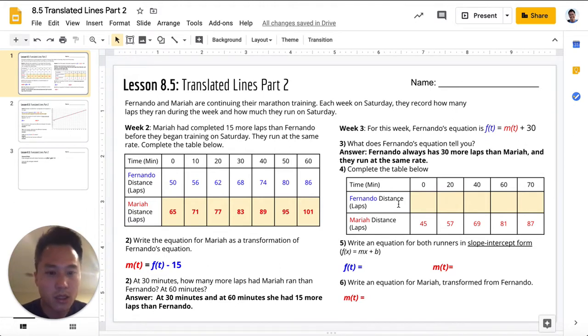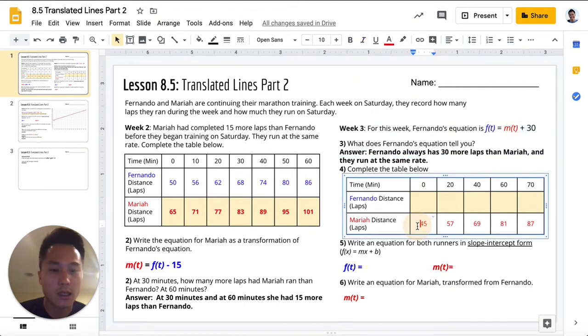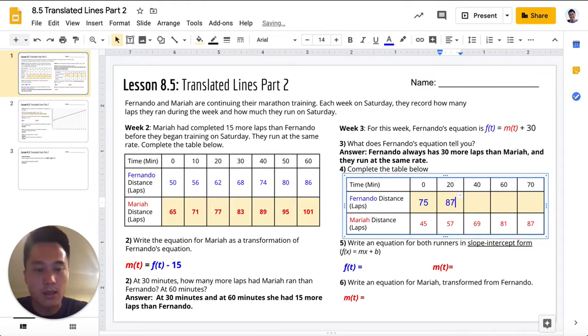Next, let's complete the table. We're given Mariah's information, that's here in red, and then I have to fill out Fernando. To do that, I can go back to this equation here. I know that Fernando's number of laps is equal to Mariah's, but it's always 30 more. So I can take Mariah's information at any time interval, which is 45 laps at 0 minutes, and add 30 to that. So 45 plus 30, that's how I get to 75. And 57 plus 30, that's how I get to 87. And I can continue to fill out the rest of the table that way.